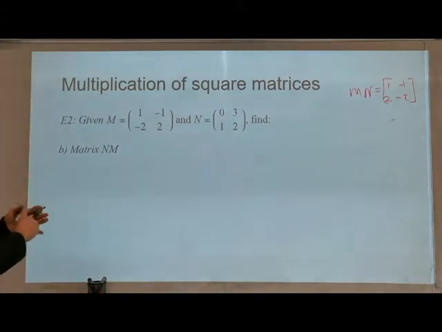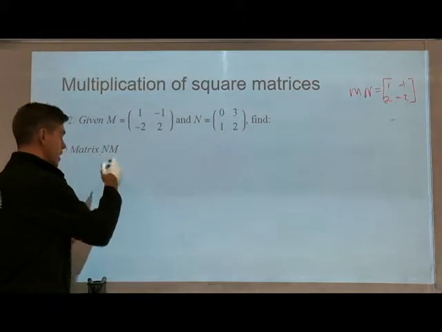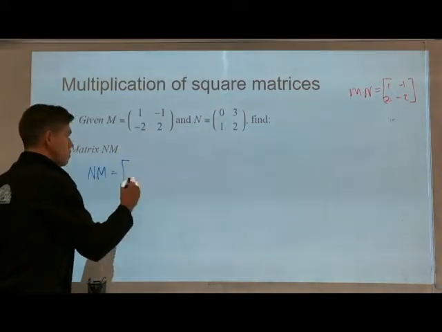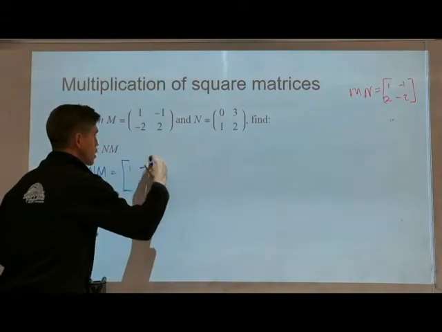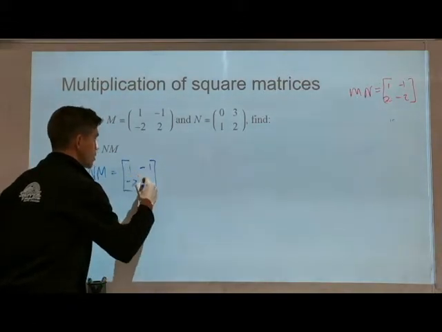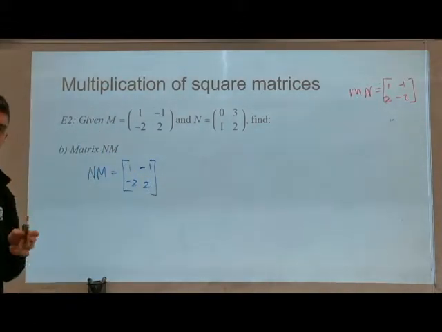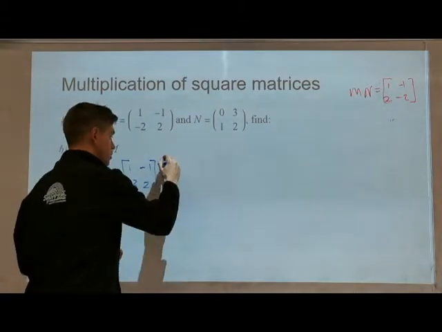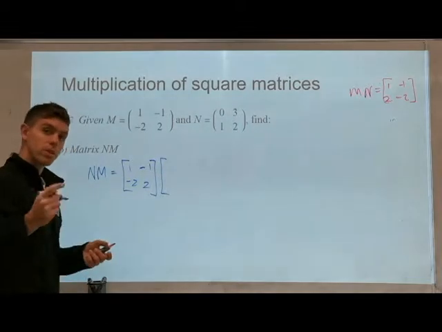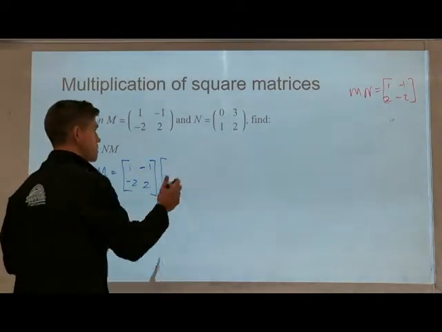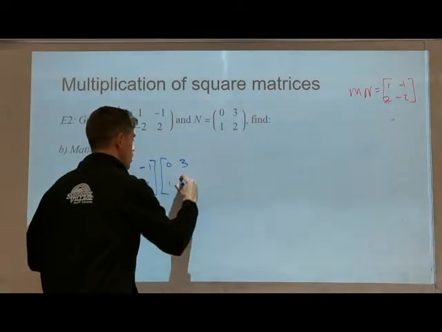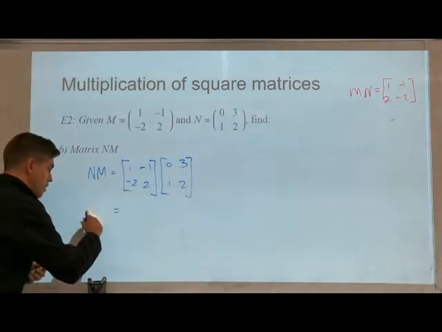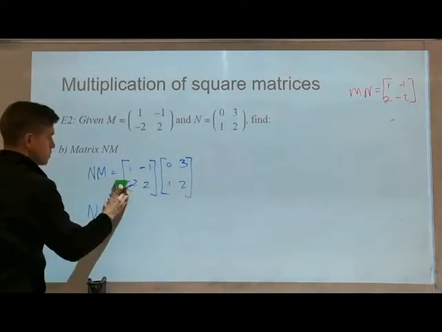We're going to have a look very quickly at what happens if we multiply N, M, because intuition might say that if we multiply them in the reverse order, the answer should be the same, just like with numbers. But with matrices, we're going to see, is that actually the case? Okay, so N multiply M.